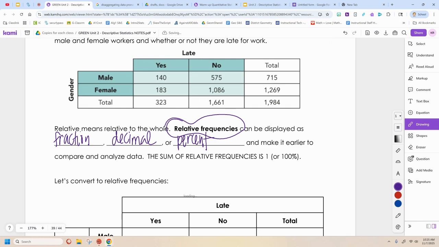And when we do relative frequencies, relative frequencies are going to always add up to 1 or 100%. And so just a reminder of vocabulary. If it says relative, it's not a quantity, it's a percent or a part in relation to the whole.